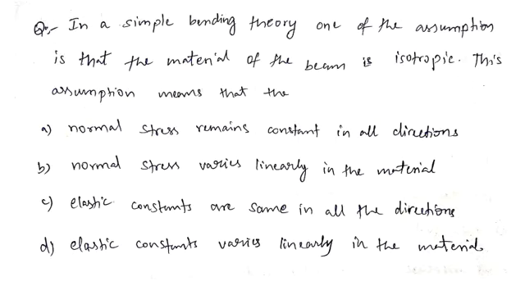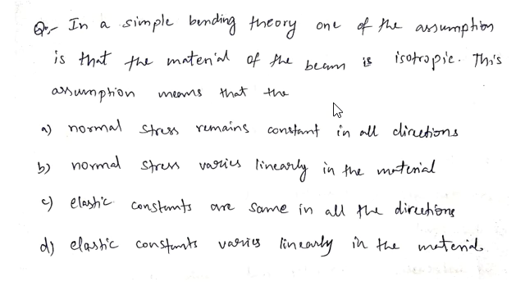Okay, next, if you see the next question, in a simple bending theory, one of the assumptions is that the material of the beam is isotropic. This assumption means that option A, the normal stress remains constant in all directions. Option B, normal stress varies linearly in the material. Option C, elastic constants are the same in all directions. Option D, elastic constant varies linearly in the material.